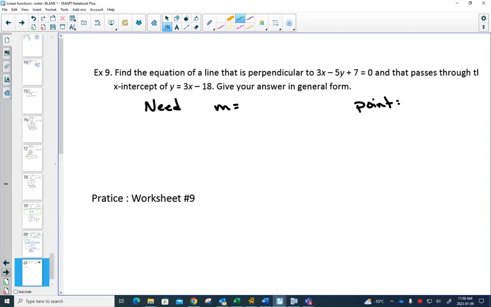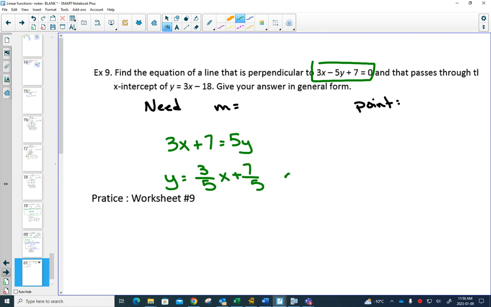It's perpendicular to the green line. Now, in the first two questions I wrote out, you need to change to y equals mx plus b so that you'd have that in your notes. If you were doing this on a test, you could just start changing to y equals mx plus b. So I would take the green line. Can you see I could add 5y to both sides? Then if I divide everything by 5, I would get my slope to be 3/5.